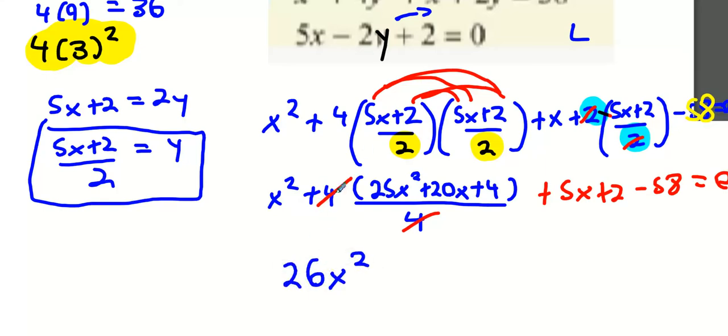Lads, 26x squared. Are you all right with that? No. Oh, I dropped something. See that x there? Forgot it. So 26x squared plus 26x. 58 take away 2. I'm forgetting something. The plus 4, am I?